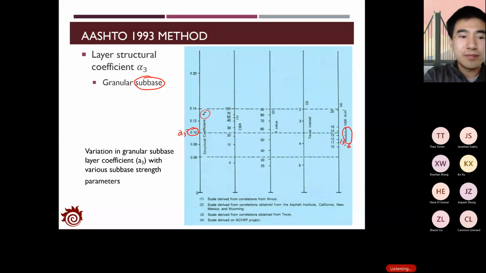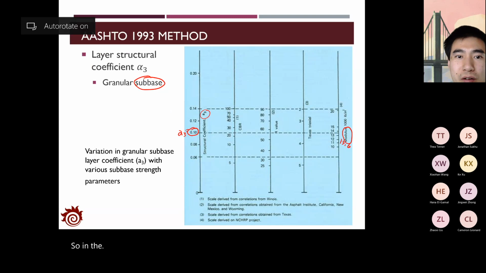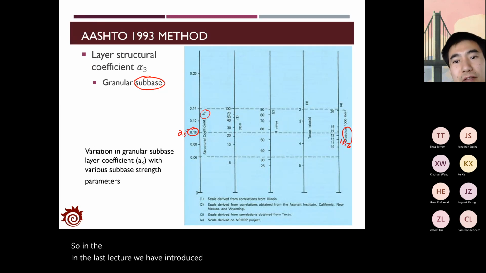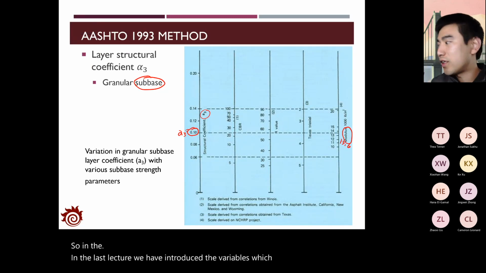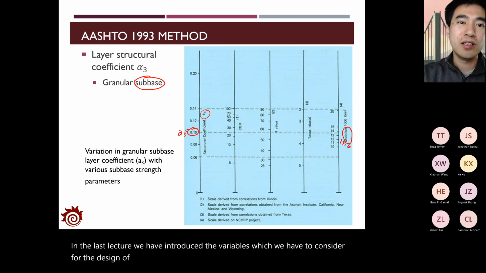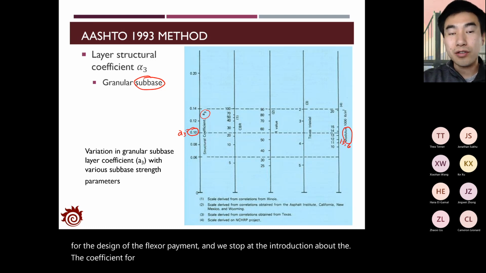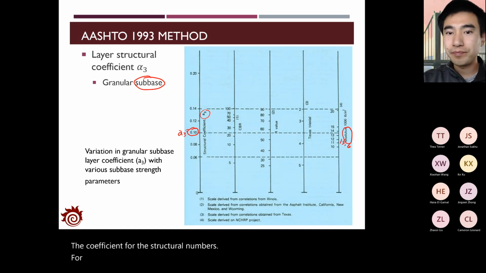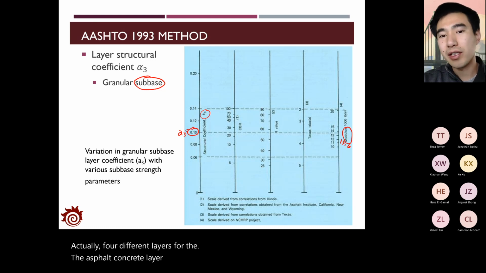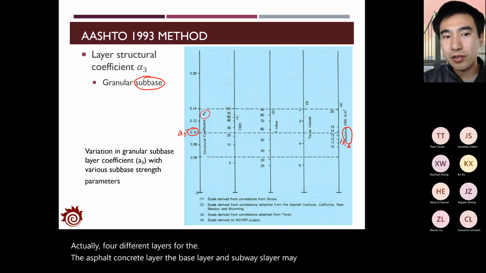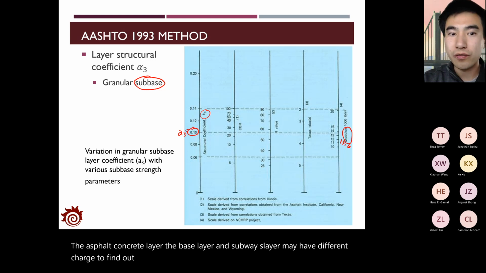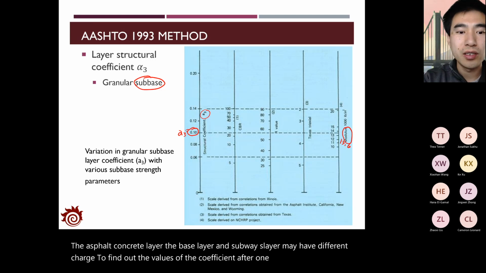So in the last lecture, we introduced the variables which we have to consider for the design of the flexible pavement, and we stopped at the introduction about the coefficients for the structural numbers. For the asphalt concrete layer, the base layer and sub-base layer, we have different charts to find the values of the coefficients alpha 1, alpha 2, and alpha 3.